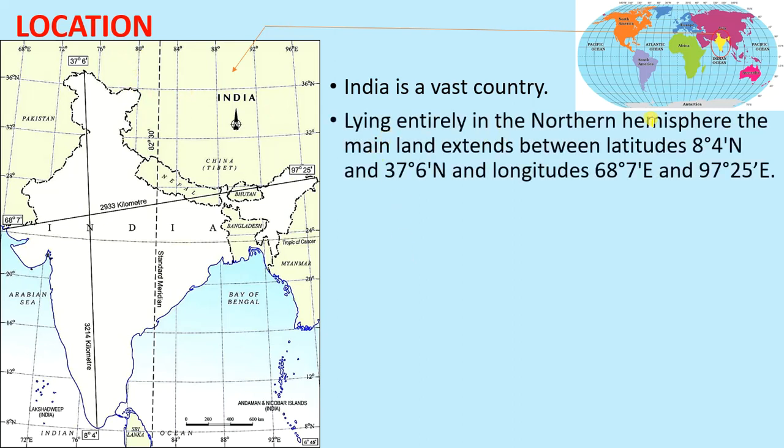Lying entirely in the northern hemisphere, the mainland extends between latitude 8 degree 4 minute and 37 degree 6 minute, and longitude 68 degree 7 minute and 97 degree 25 minute east. As you can see in this map, 68 degree 7 minute is the westernmost longitude, and 97 degree 25 minute east is the easternmost longitude. 37 degree 6 minute is the northernmost latitude, which passes from here, and 8 degree 4 minute is the southernmost latitude of India.